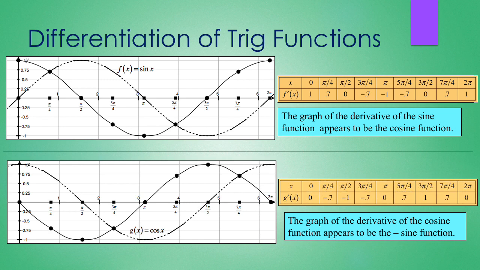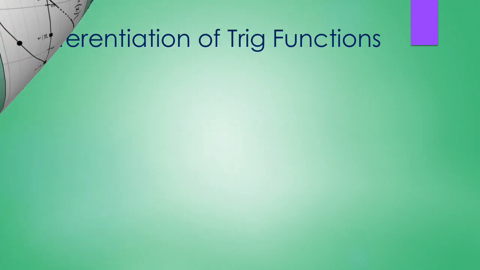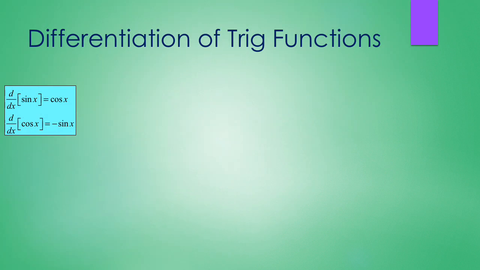The graph of the derivative of the cosine function appears to be the negative sine function. So we present, without proof, two derivatives of trig functions. The derivative with respect to x of sine of x is cosine x, and the derivative with respect to x of cosine x is negative sine of x.